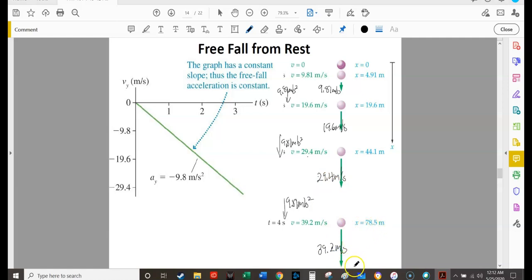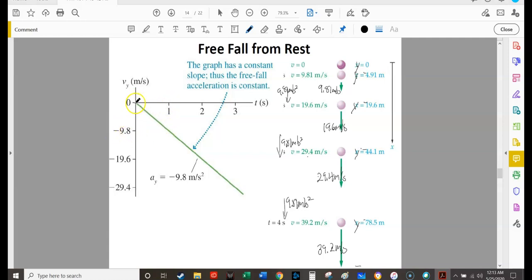And it's going to hit the ground at a depth of 78.5 meters below, and these should be Y, not X. So they should be below the initial position at the top of the cliff, or this is where you're standing and you're watching it fall below you. So these are negatives below you, okay? Well, now, if you graph the velocity in the y direction versus time, you can see at time 1 it was negative 9.8.